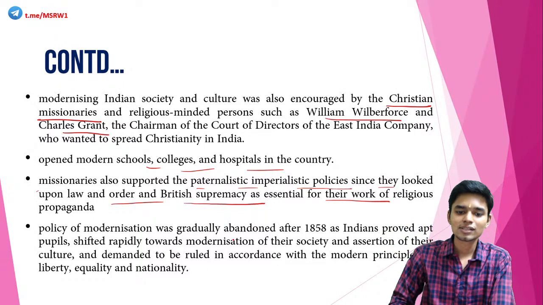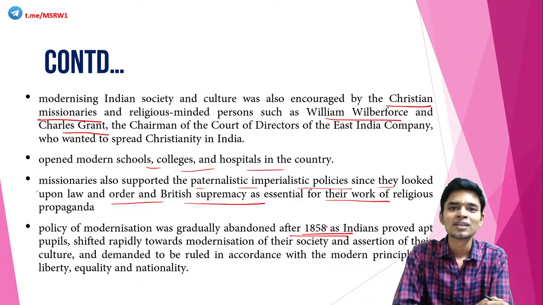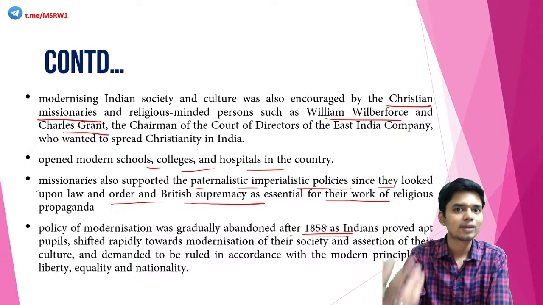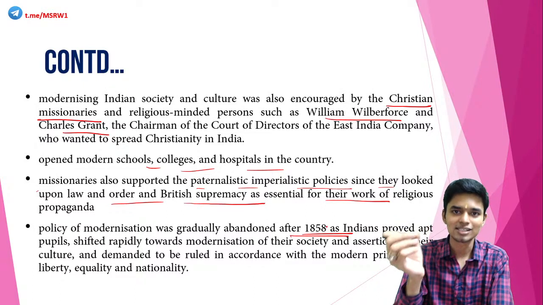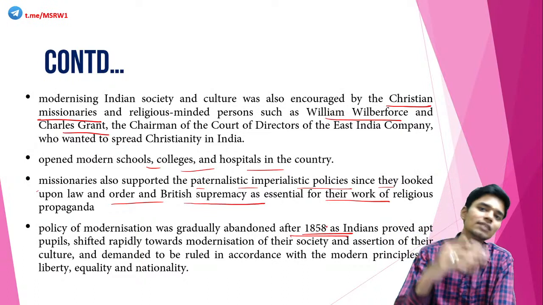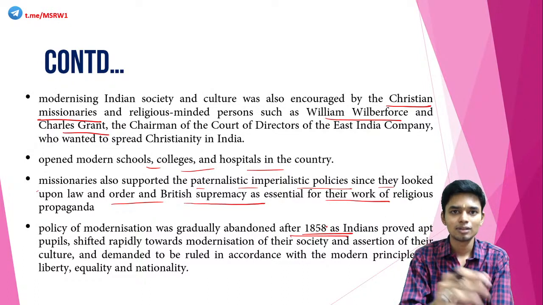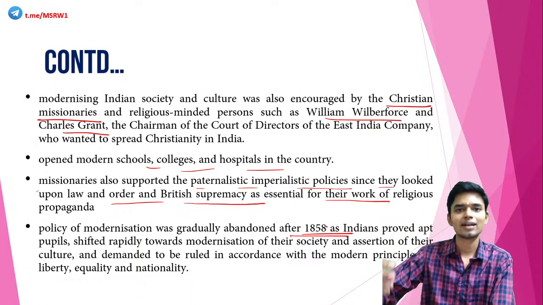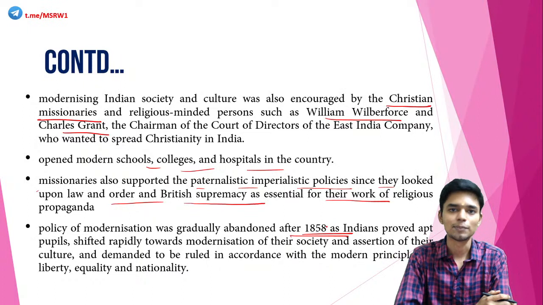The policy of modernization was gradually abandoned after 1858. So you know what happened after that. The 1857 revolt was an eye-opener for the British. They understood that this resentment among the Indians happened because Europeans interfered with the social and religious life of Indians. So after 1857, by the 1858 proclamation, the British took a stand that they will not interfere in the social and religious life of the people of India.